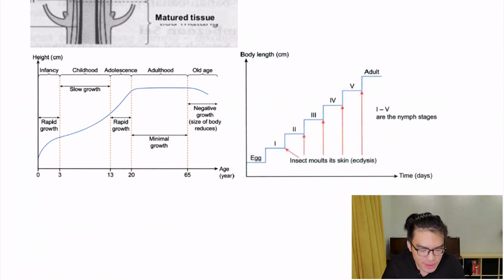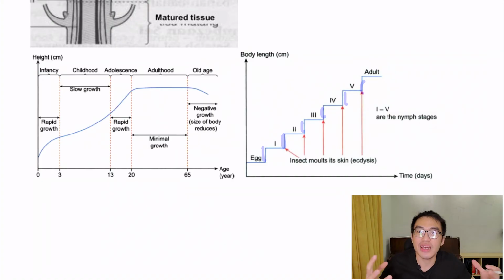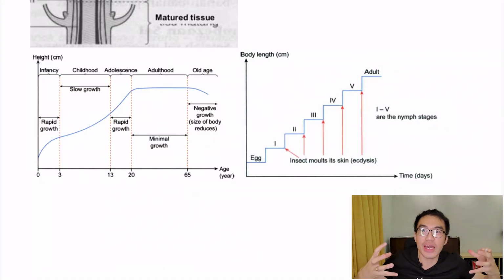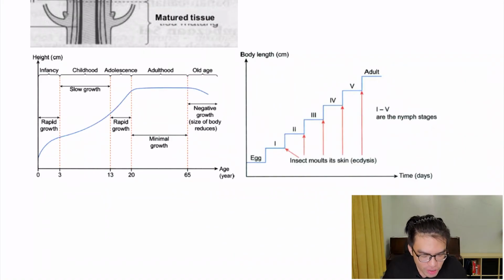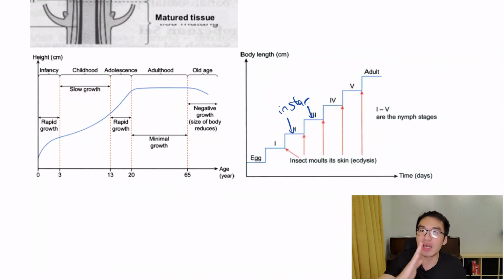In insects, you have something called ecdysis. All these vertical lines are ecdysis, which means they inhale air and break the exoskeleton and form another new exoskeleton. And at these horizontal lines, where no growth happens, this is what we call the instar stage. So we have instar, ecdysis, instar, ecdysis, instar, ecdysis. They will keep doing it until they reach their genetic potential size.